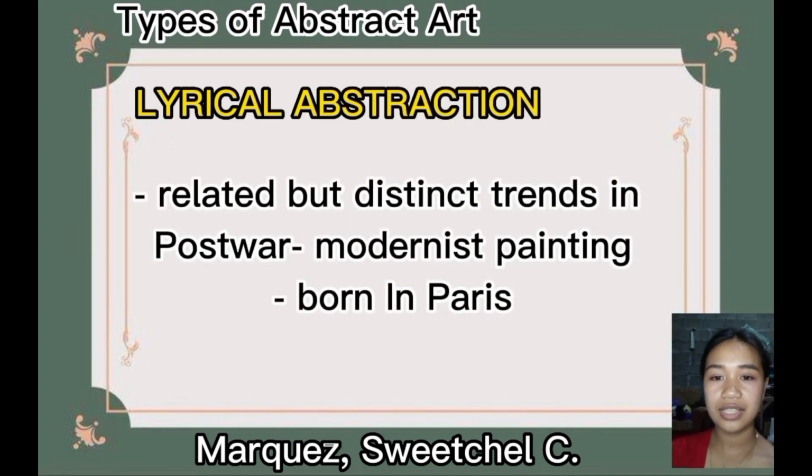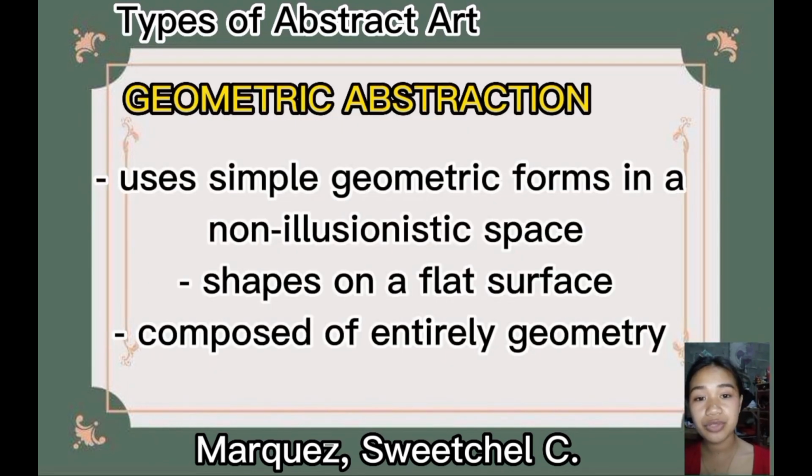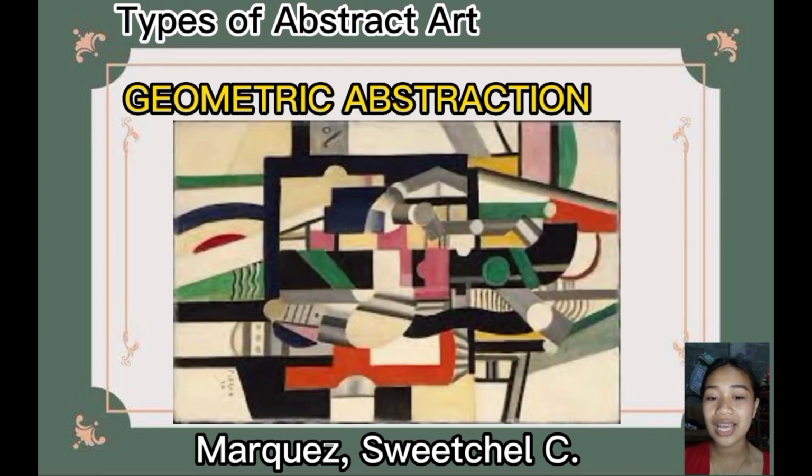Lyrical abstraction. It is either of two related but distinct trends in post-war modernist painting. The European abstraction, Lyrique, was born in Paris. And here is an example of lyrical abstraction. Geometric abstraction is the use of simple geometric forms in non-Euclidean space, that is basically to say, shapes on a flat surface. It is informed by Cubism. The world rendered in geometric abstraction is composed entirely of geometry. And here is an example of geometric abstraction.